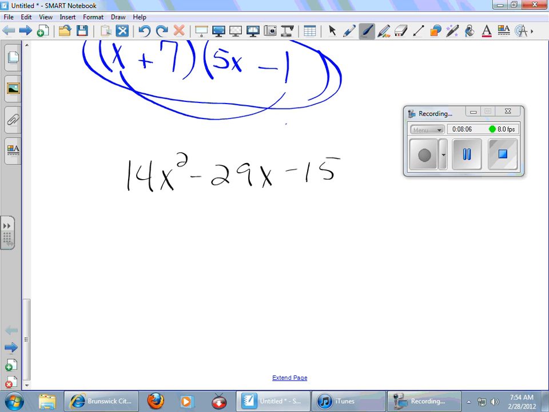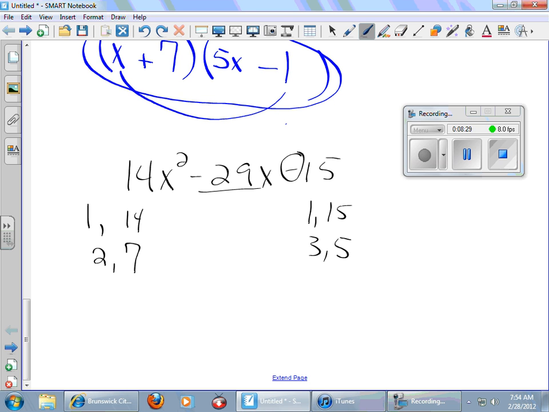All right, I'm going to list the factors of 14. 1 and 14, 2 and 7, 1 and 15, 3 and 5. I have all my factors. Now I'm going to combine them using subtraction. How do I know it's subtraction? Because this guy is negative. The last term is negative. All right, going to combine them using subtraction to get negative 29.